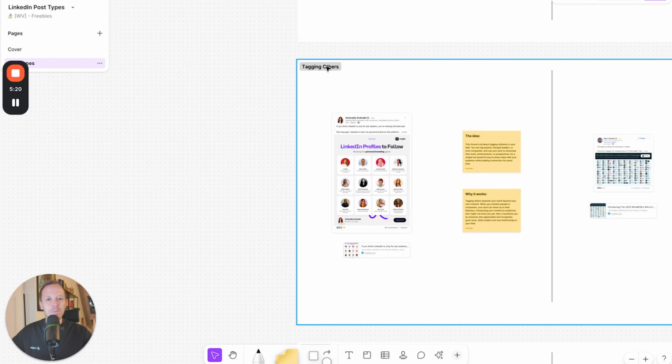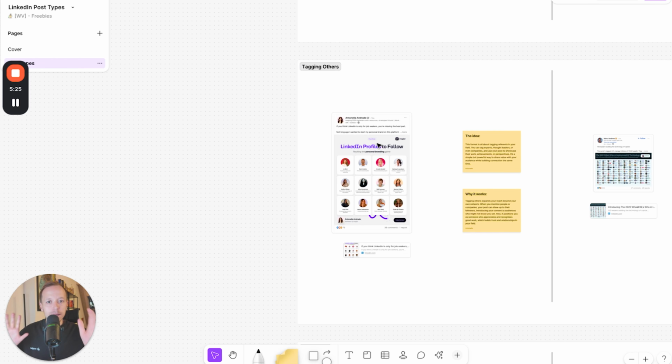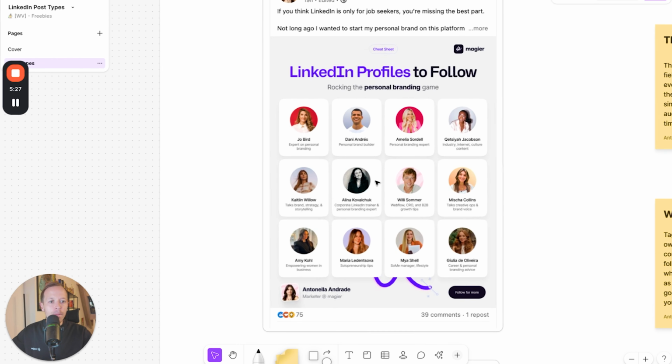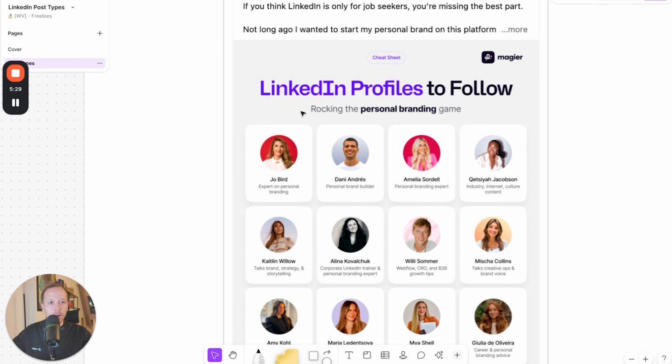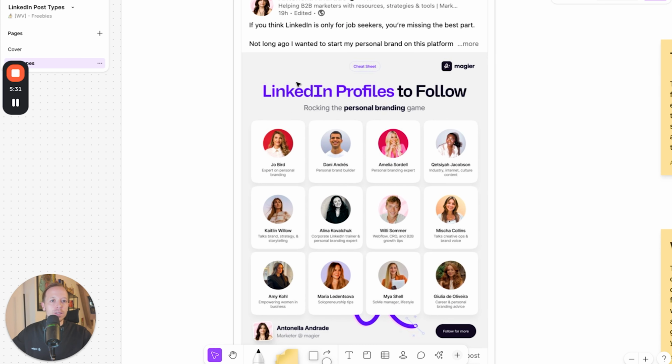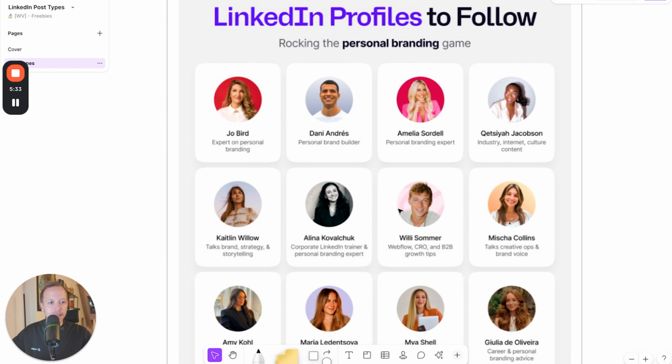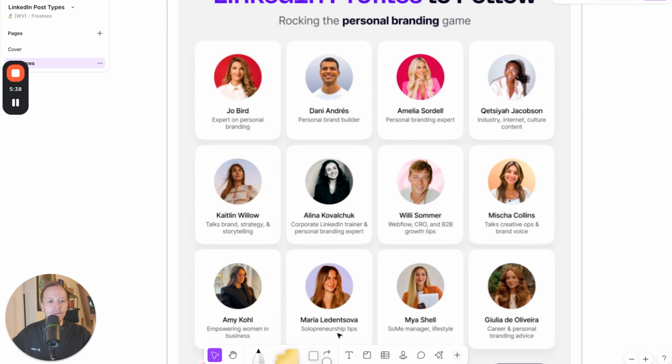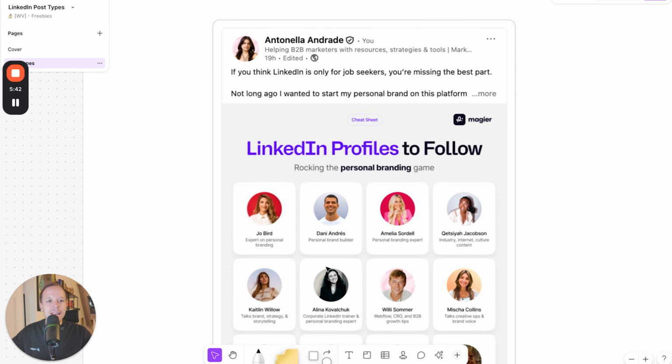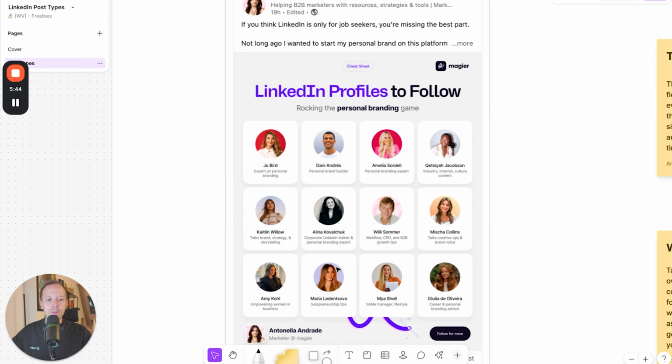Next up is a post type I really like. It's called tagging others. You can do this with specific people, but you can also do this with companies. Imagine here, my marketer was tagging LinkedIn profiles to follow and saying, for example, hey, please take a look. You can follow Maria if you are interested in solopreneurship. And now, if you are tagging them, the person will be like, it's awesome that Antonella tagged me, and they will comment and maybe even share it with their audience.